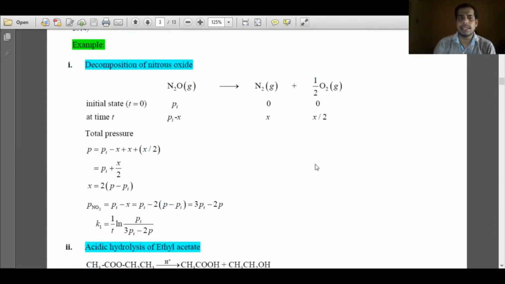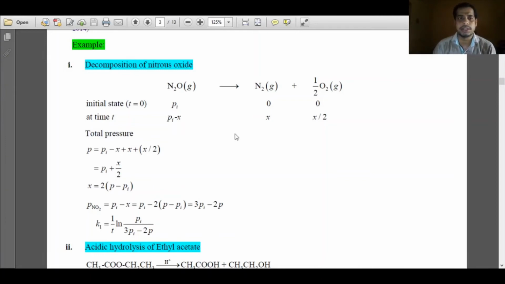We'll take some examples of first order decomposition reactions. We'll discuss the decomposition of nitrous oxide. When nitrous oxide decomposes to form nitrogen gas and oxygen gas, it follows a first order reaction. So we have to monitor its concentration, but in this particular example we cannot monitor concentration because it is a gaseous substance. Rather, we'll measure the partial pressures of the corresponding gases. So the reactant and products are gases, so instead of measuring the concentration, we'll directly monitor the partial pressure, and that is easy to monitor.